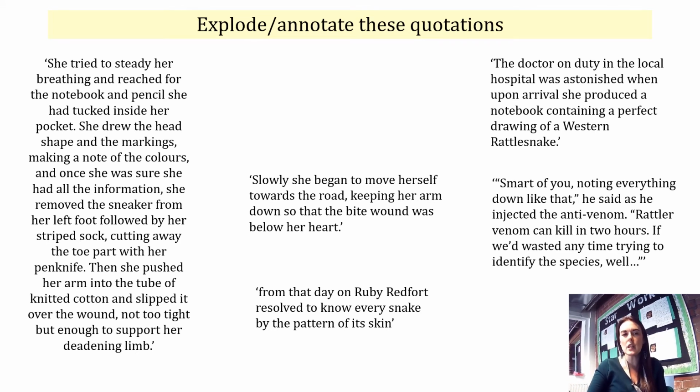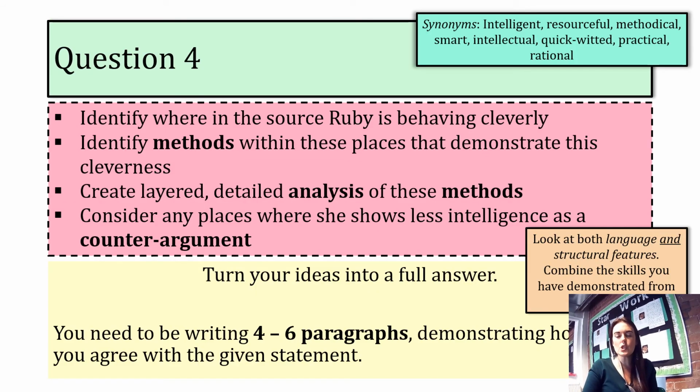How does it show to the reader that Ruby is really, really clever? You should be ready now to write your response. So just to remind you what you're going to do. You've identified where in the source Ruby is behaving cleverly. You should have, from the quotations I selected for you, identified the methods within these places that demonstrate her cleverness. You should then go on and do your what, how, why paragraph saying how those techniques show that Ruby is clever. You can, if you want, use a counter argument.